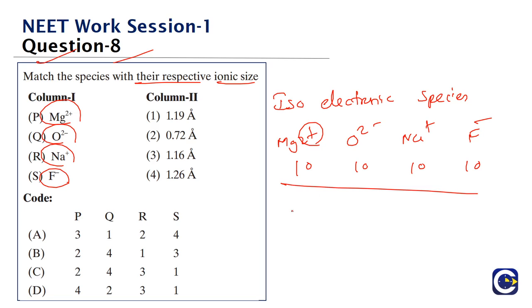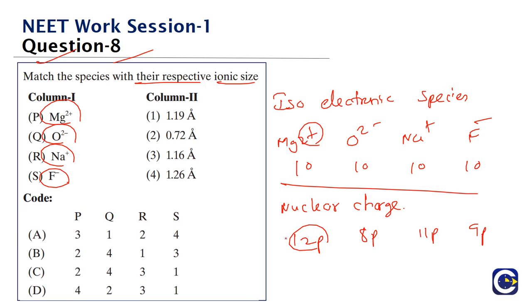When it comes to comparing the radius of isoelectronic species, the rule is like this. We have to look at the nuclear charge. Ions will only have a difference in terms of electrons. The ion's nuclear charge will be the same as the respective atom's nuclear charge, because protons are not being disturbed. So magnesium will have 12 protons, oxygen's nucleus will have only 8 protons, sodium's nucleus will have 11 protons, and fluorine's nucleus will have 9 protons.